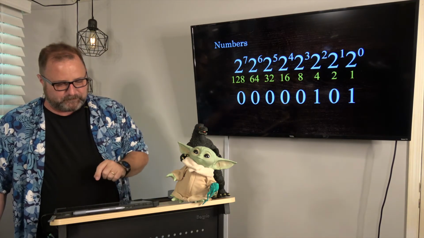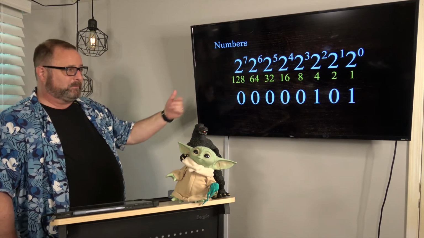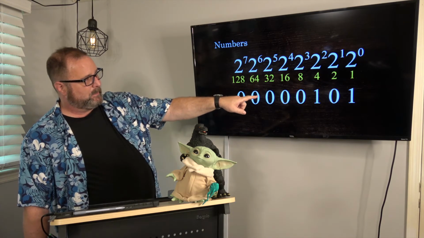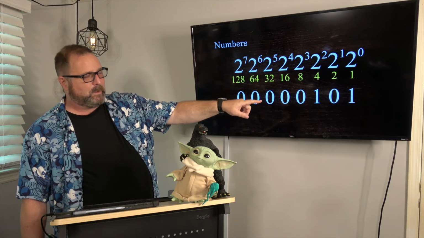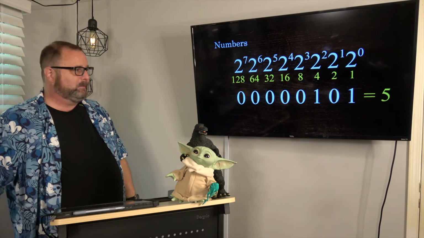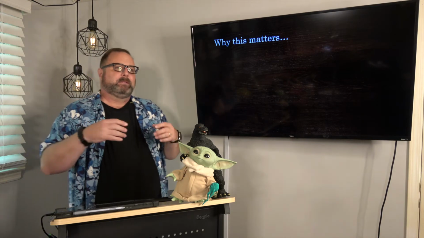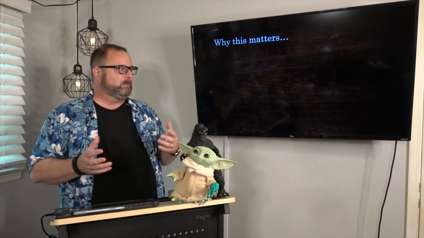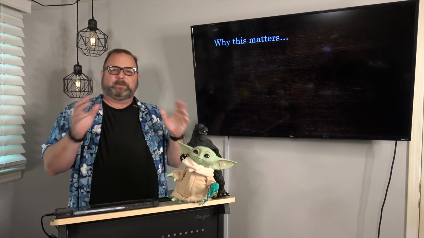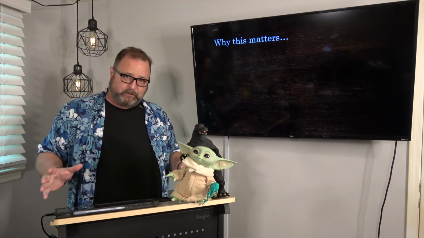Okay, so let's take a look at a number in byte or digital format. We have turned on the 2 squared and the 2 to the 0, or 4 and 1, so this binary number should represent 5, which of course it does. Okay, now this is where I want to pause and tell you why this stuff matters. I'm not going to belabor this point, but I want you to understand that it's really important to know this.